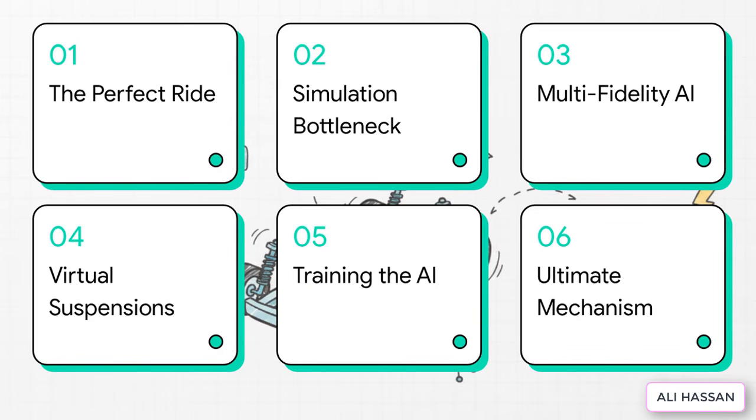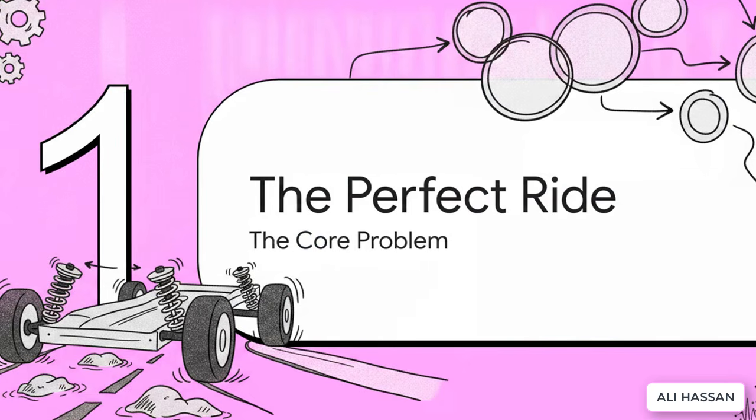Here's our roadmap for this explainer. First, we'll look at the perfect ride problem. Then the simulation cost bottleneck, the multi-fidelity AI solution, building the virtual suspensions, training the AI brain, and finally, designing the ultimate mechanism.